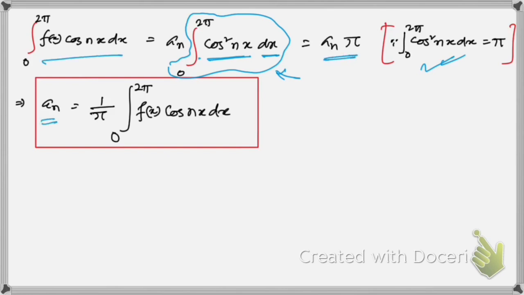So an is equal to 1 by pi integration 0 to 2 pi of f of x cos nx dx. Similarly, we can find bn as well. Let me go to the next slide, then I will show you.